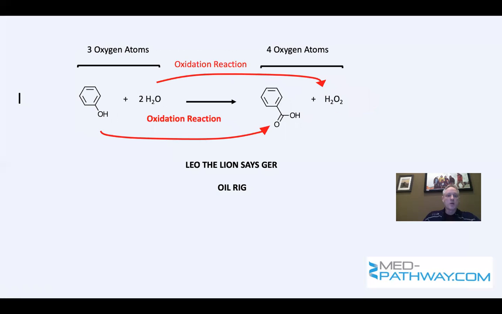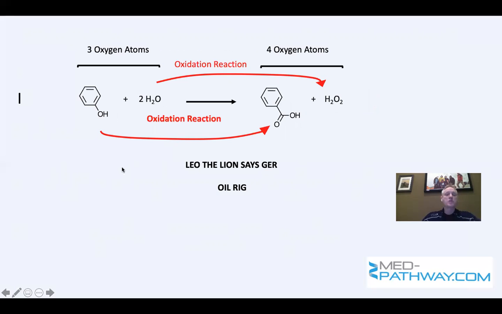And so as you look at that reaction closer, you notice there's a couple problems. First of all, the number of oxygen atoms is not balanced. The equation is not balanced. Further, there's an oxidation reaction of the alcohol going to a carboxylic acid, but there's also another oxidation reaction. There's no reduction reaction in this equation, so this can't be right.